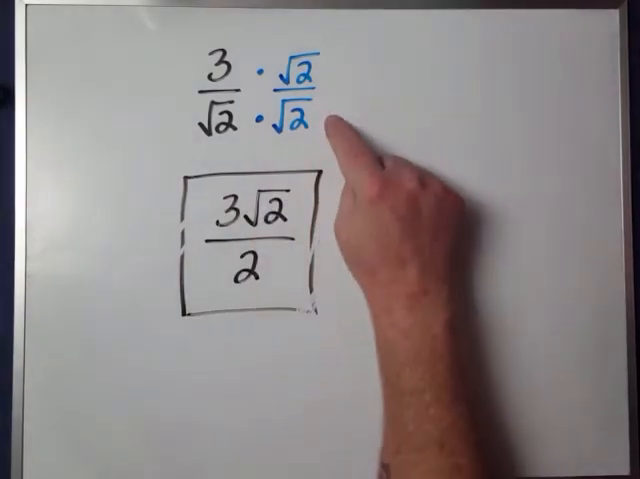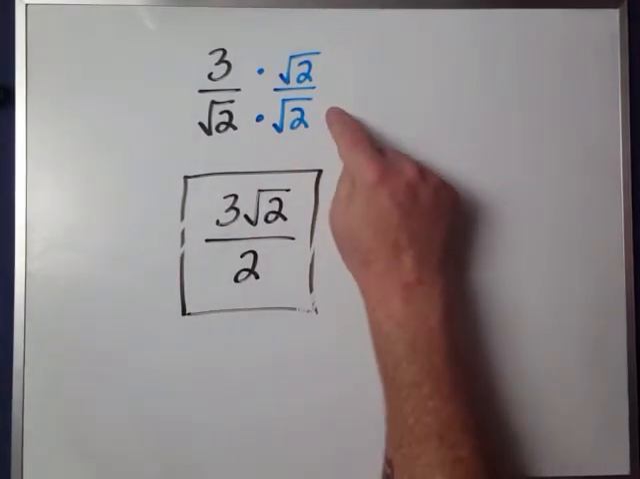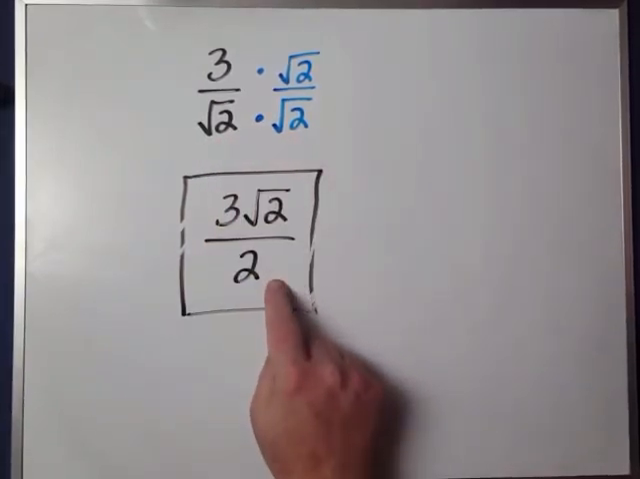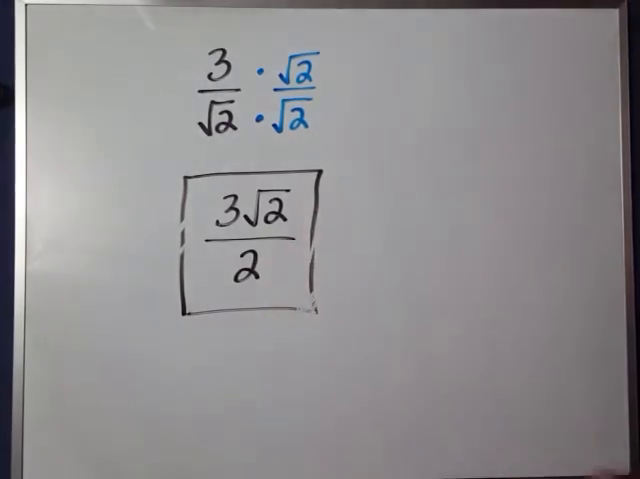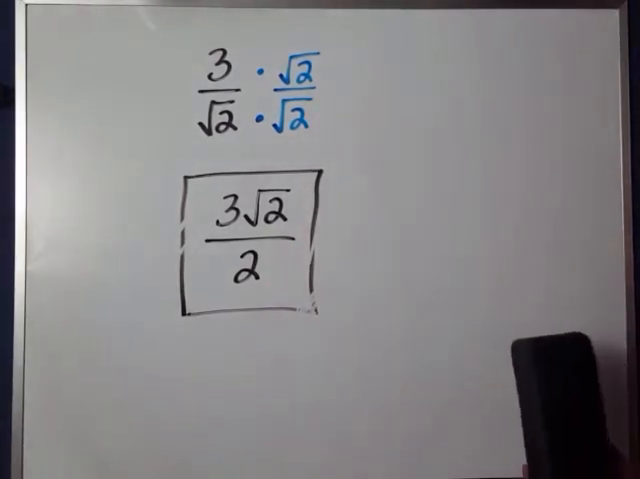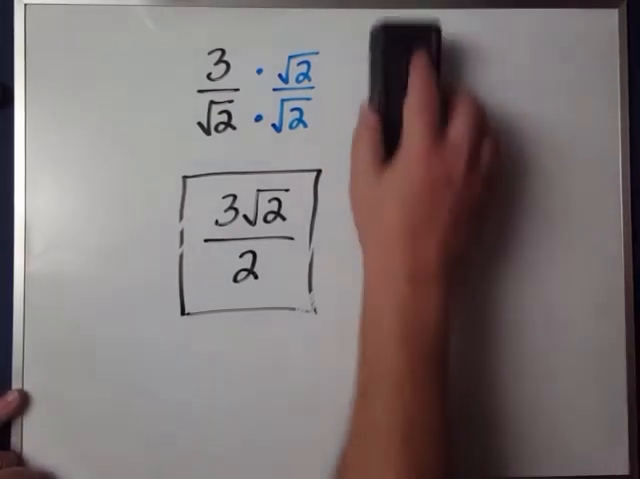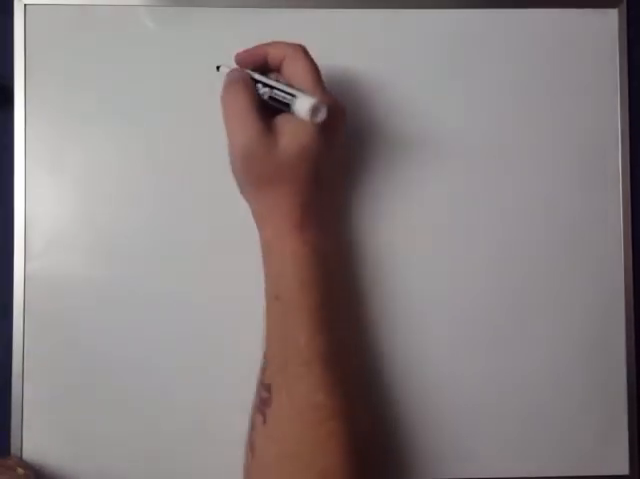That's our thing in blue here. Square root of 2 over 2, that's just 1. Something times 1 is itself. We changed the way it looks, but we did not change its value. Rationalizing the denominator. Join me once again in the homework. And we'll look at number 44.